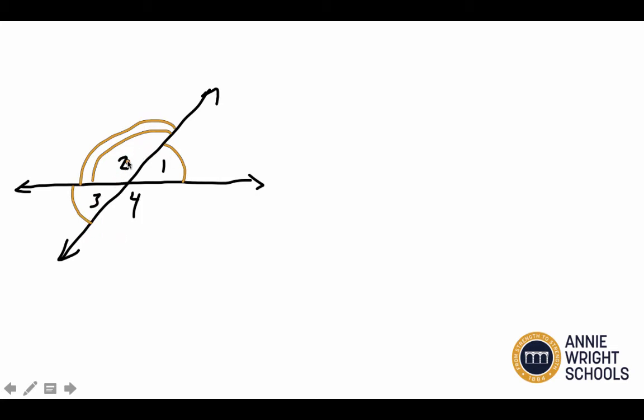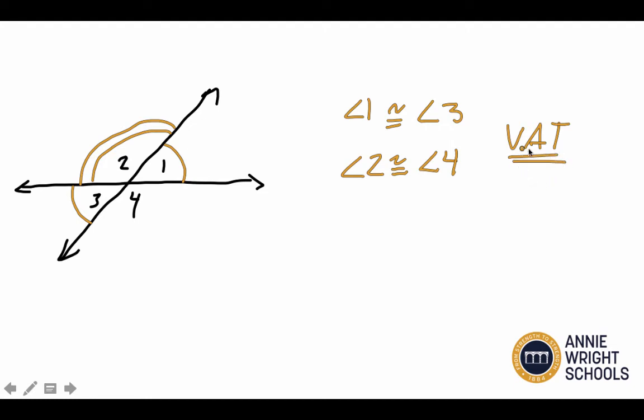If angle 1 and angle 2 add up to 180, and angle 2 and angle 3 add up to 180, what does that mean about 1 and 3? What does that mean about 2 and 4? Hopefully you figured out that angle 1 is congruent to angle 3. And that angle 2 is congruent to angle 4. There's a theorem that we will prove that says vertical angles are congruent. It's called the vertical angle theorem, or VAT. All vertical angles are congruent.